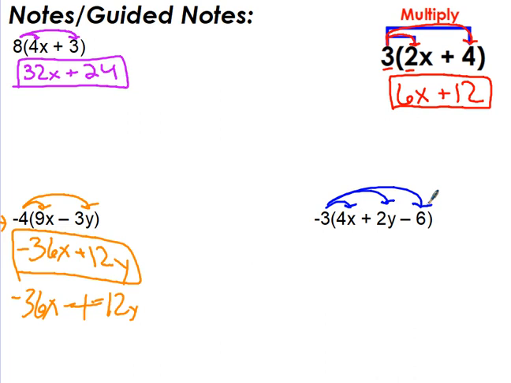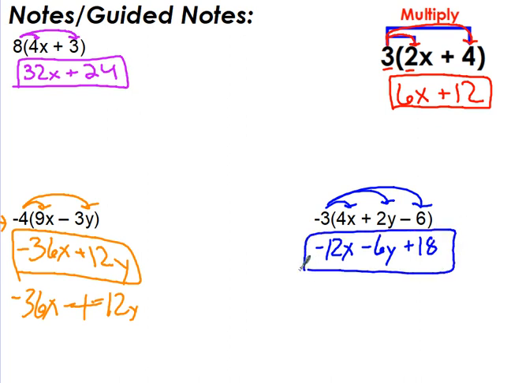So I have negative 3 times positive 4 is negative 12. Bring down the variable. Negative 3 times 2 is negative 6. Keep the variable with it. Negative 3 times negative 6. I know this looks like a minus 6, but we just keep the sign with the value. That's the minus and the signs tell us what sign the number is. So negative times a negative is going to be positive. 6 times 3 is 18. And I'm done. And again, all of these are simplified because we can't do anything else. I can't combine 12x and 6y because they're not like terms. I also can't combine with 18 because that's a constant and doesn't have a variable on it.